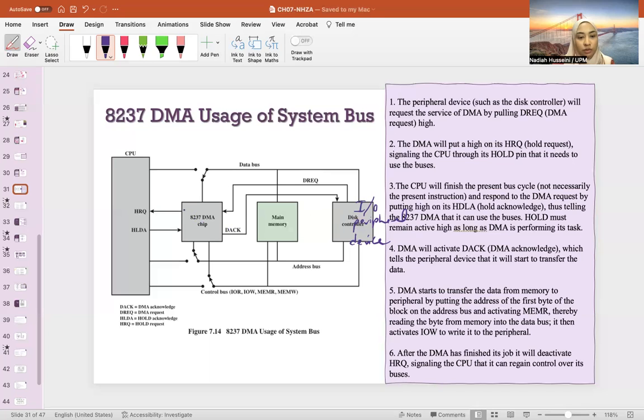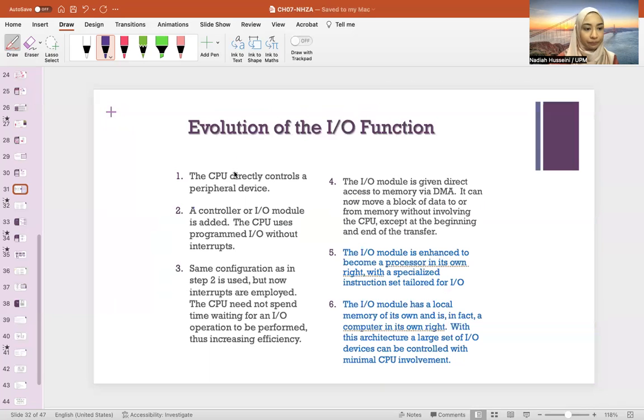And then it proceeds to go to the CPU and say, hey, I have a request, hold request. And the CPU acknowledges this request, HLDA, I am acknowledging your request. Okay, so that is basically it. There's a lot of lines to confuse you, but basically it's just that.